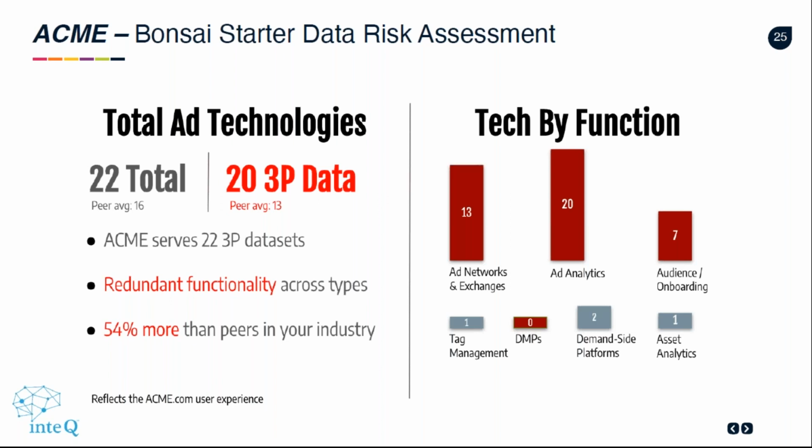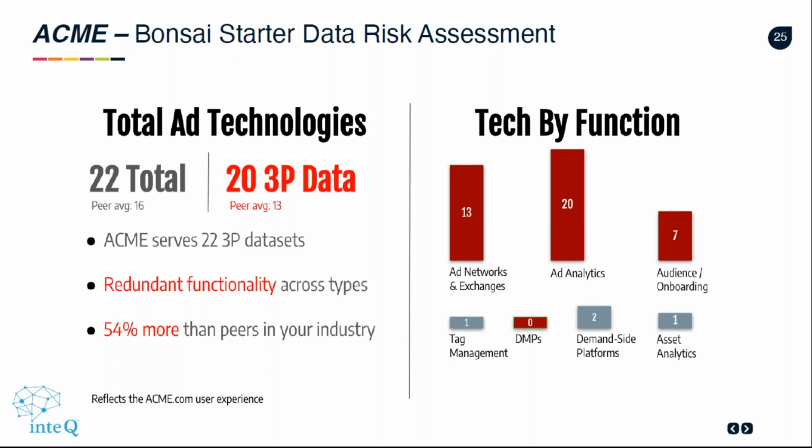Now that we know how many partners ACME marketing relies on, we then ask what types of data those partners are collecting, and what these technologies actually do. Are they serving discrete and necessary purposes? And so what we do is we break down that technology into the critical things. How many ad networks? How many tools are used for ad measurement or analytics? Audience information, intermediaries, data onboarders, or other functional tools like tag management or asset analytics.